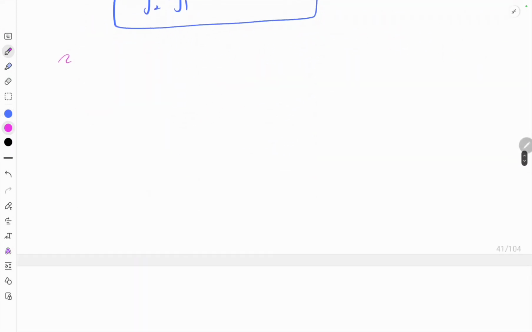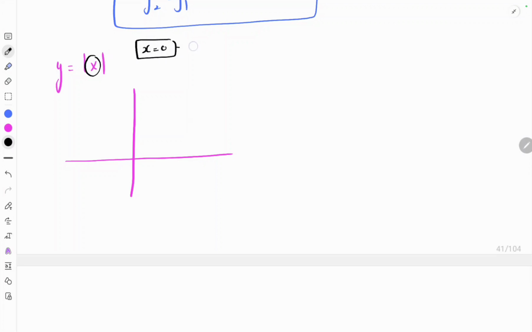Suppose the graph of modulus of x is given, so y equal to modulus of x. How do we draw the graph for modulus of x? Whenever modulus of x is given, whatever is inside the modulus, we have to equate it to 0. At x equal to 0, a sharp edge will be there, which means the graph will be like this.